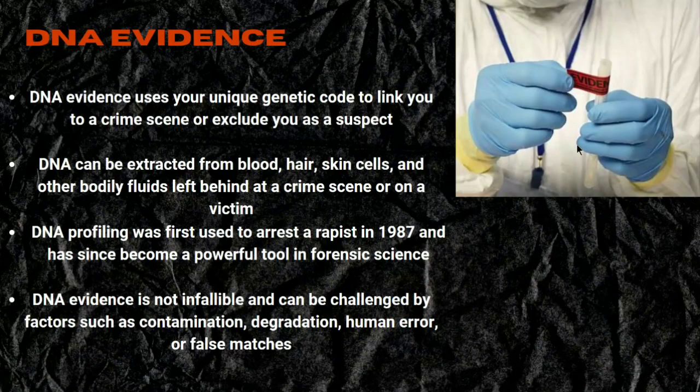DNA evidence. DNA evidence uses your unique genetic code to link you to a crime scene or exclude you as a suspect. DNA can be extracted from blood, hair, skin cells, and other bodily fluid left behind at a crime scene or on a victim. DNA profiling was first used to arrest a rapist in 1987 and has since become a powerful tool in forensic science. DNA evidence is not infallible and can be challenged by factors such as contamination, degradation, human error, or false matches.